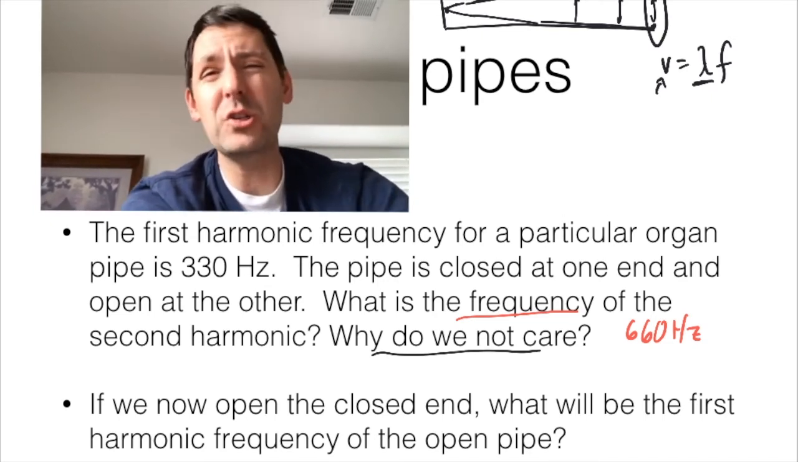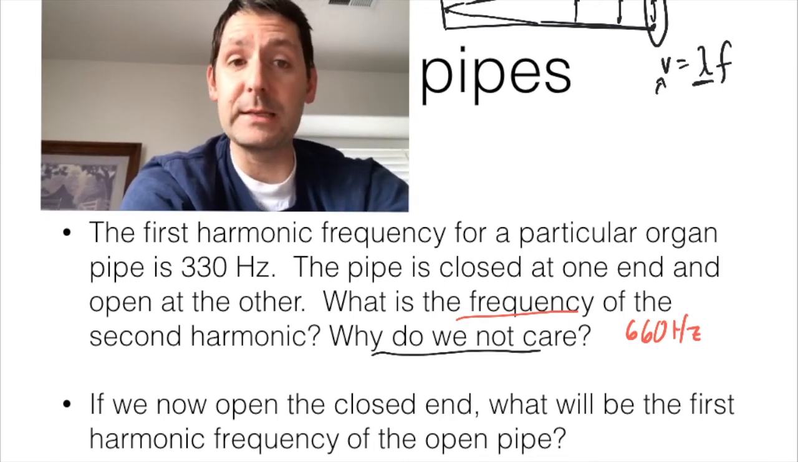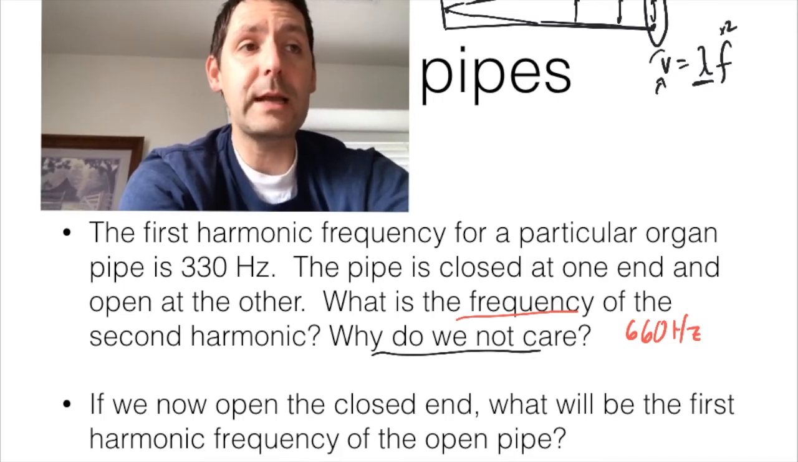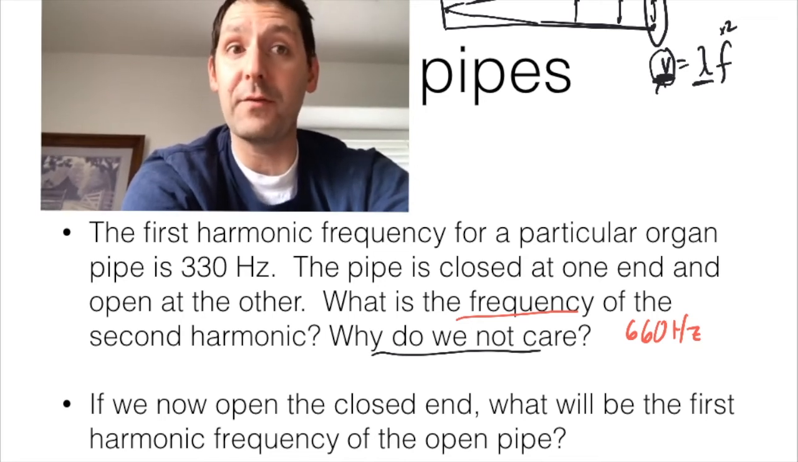Okay, now you can also do this very conceptually, right? If my frequency doubles, because I've gone to the second harmonic now, what's going to happen in order for the speed of sound to stay the same? What has to happen to the wavelength?